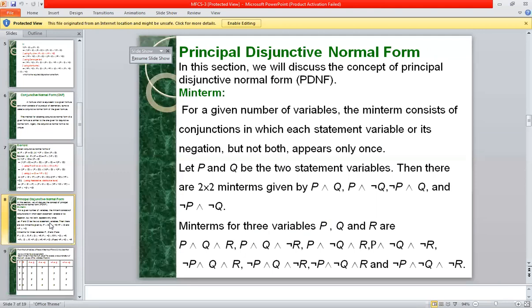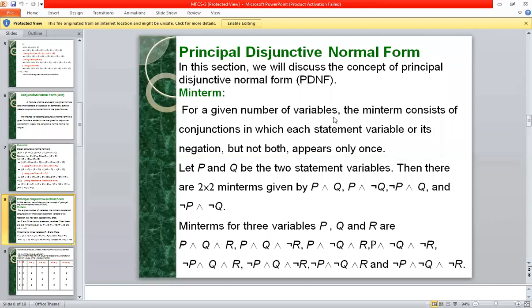So next one, principal disjunctive normal form. In this section, we will discuss the concept of principal disjunctive normal form. The shortcut form is PDNF. Before discussing PDNF, we need to know about min term. So what is a min term?